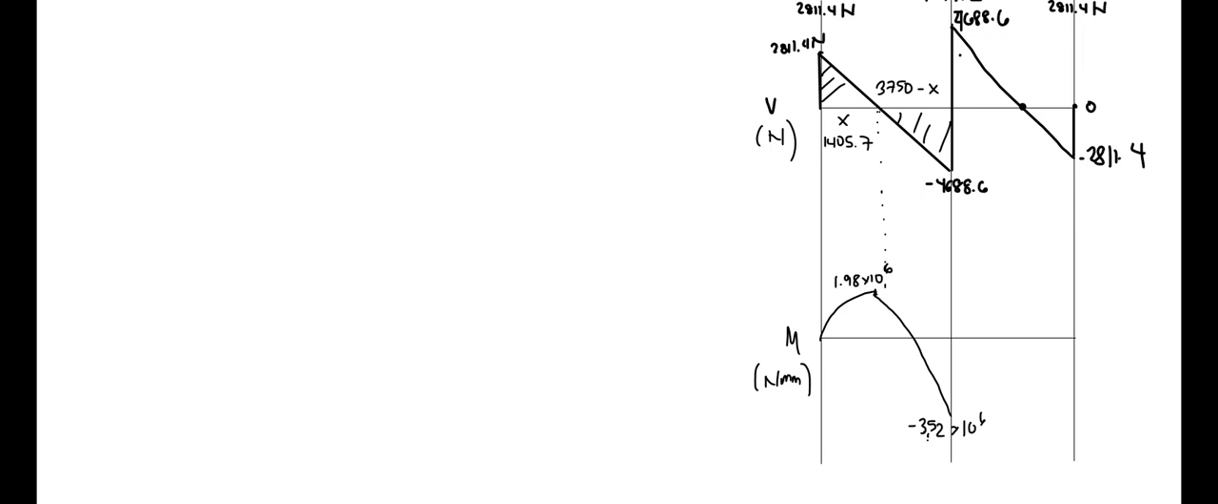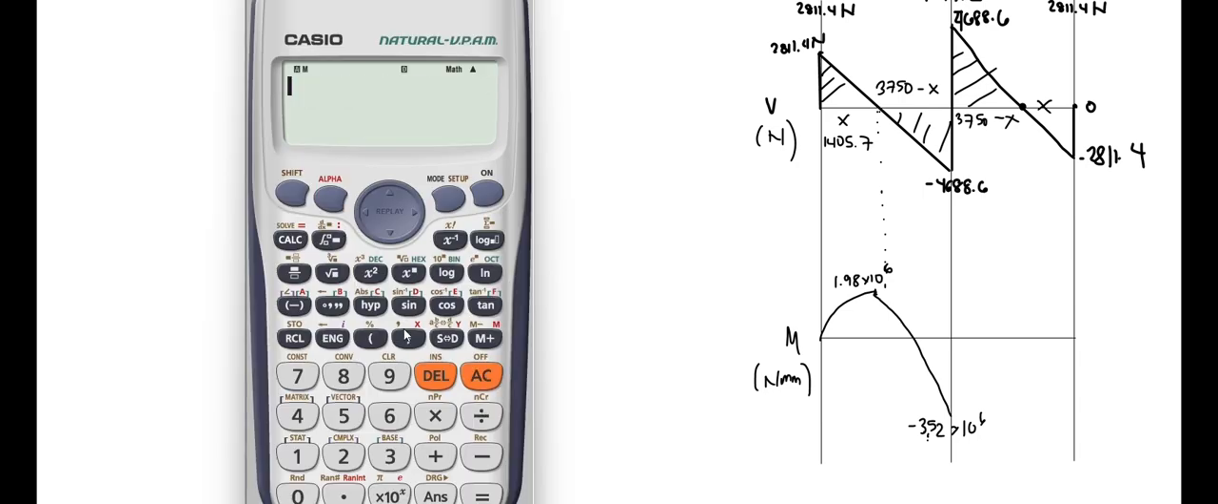Then we add this up to this triangle here, but first we need to solve for this distance. We call it x, and this one is 3,750 minus x by doing some ratio and proportioning of the triangles. So the ratio of the horizontal distance and the vertical distance is equal to this horizontal distance of the triangle over its vertical distance. We get x equal to 1405.7.